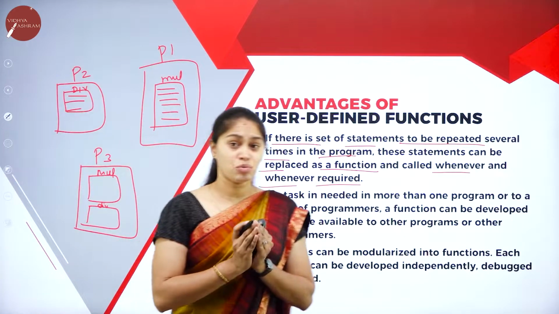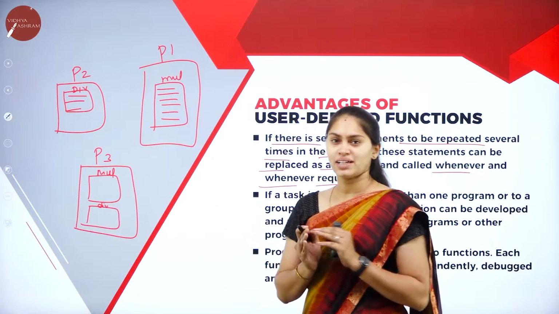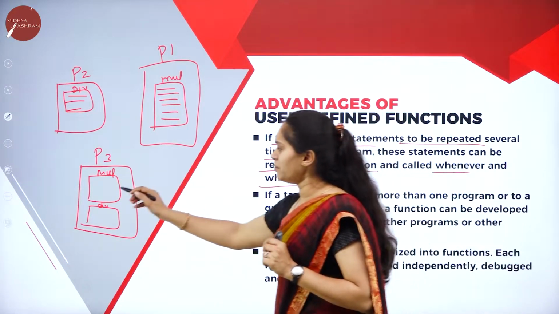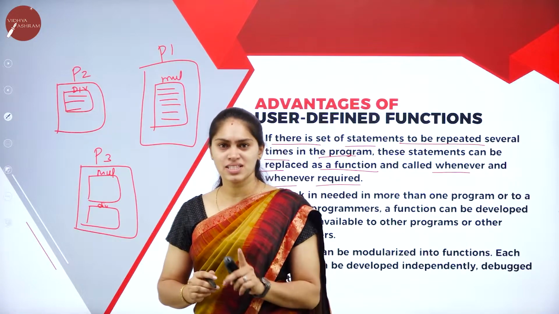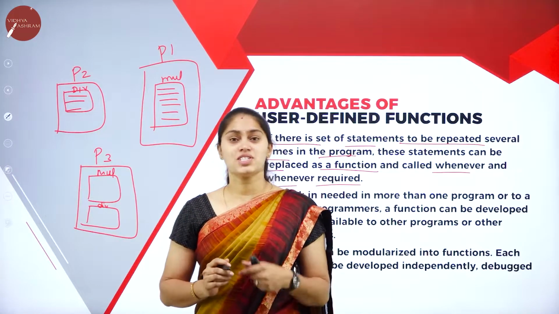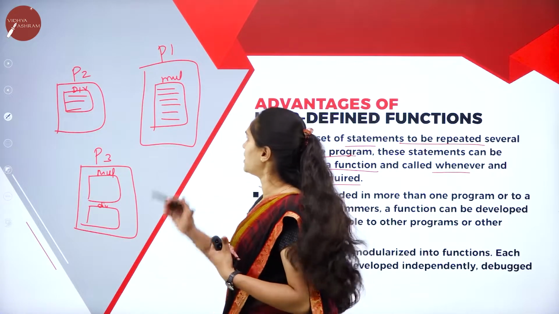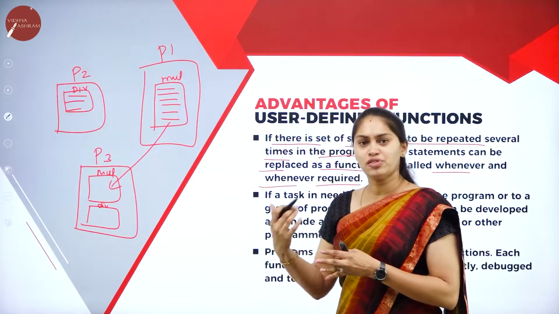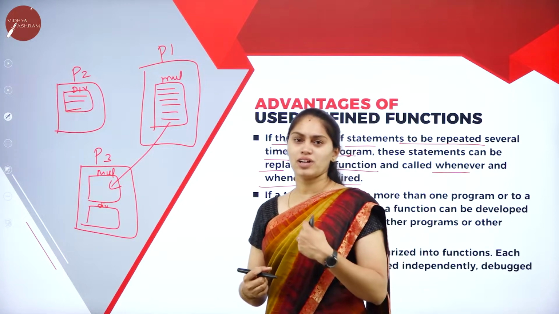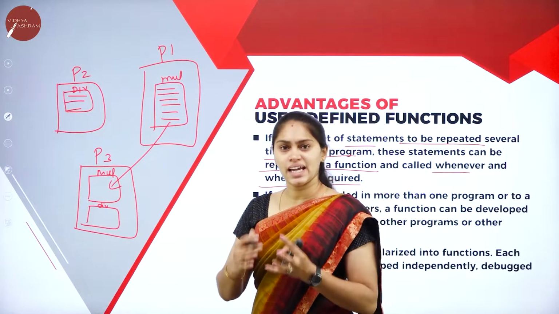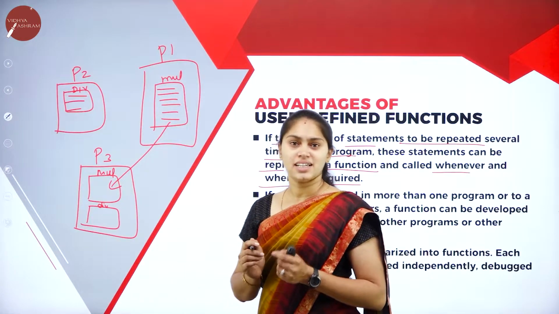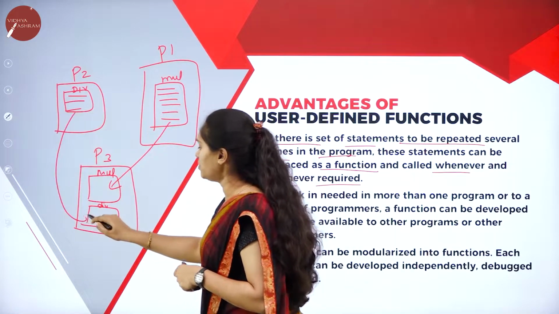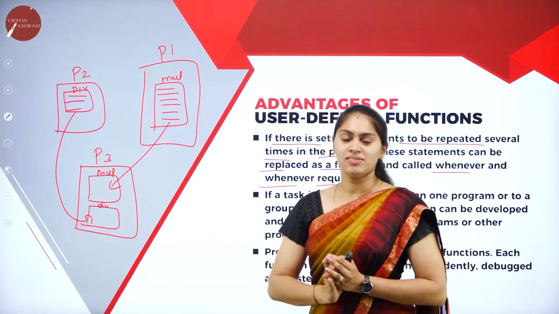There I want to perform both multiplication as well as division. At this time, I'm not going to write the code again from scratch. Instead, for multiplication, I'm going to use the multiplication function which is already written in program 1. And I want to perform the division of two numbers, but I don't want to write the same code again from scratch, so I'm going to use that statement from program 2. Then my program 3 will be ready.